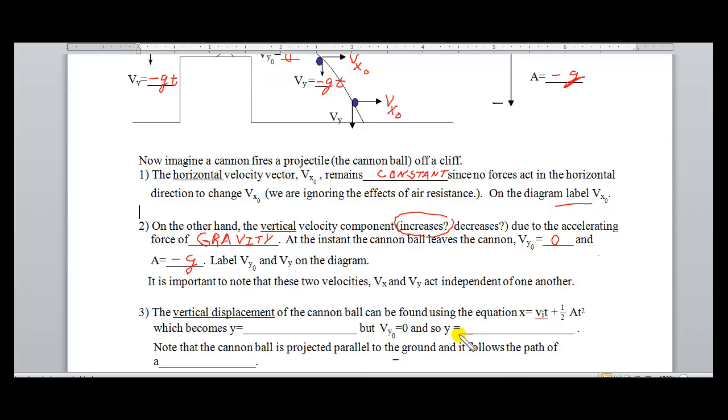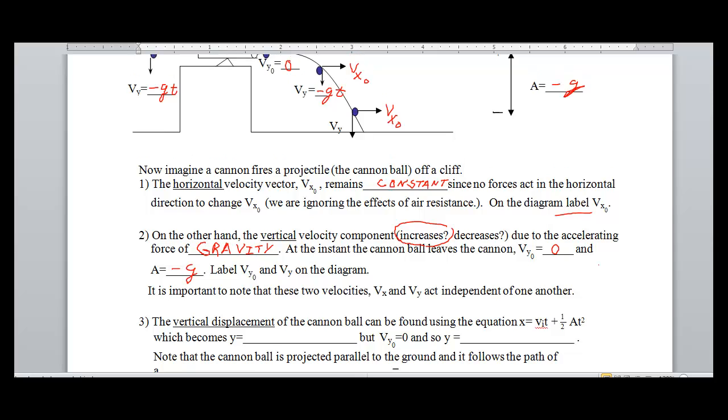So fill in those blanks, and in addition, note that the cannonball is projected parallel to the ground, that is, it's going horizontally, and that follows the path of, well, what kind of path is this? What kind of path does this projectile travel? This path right in here. It's not linear. Push that pause button and fill in those blanks.